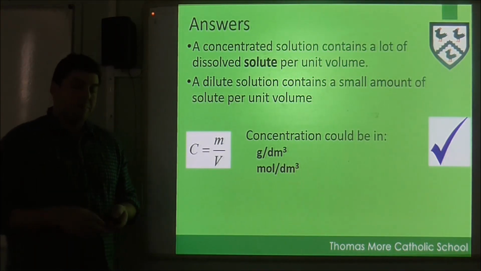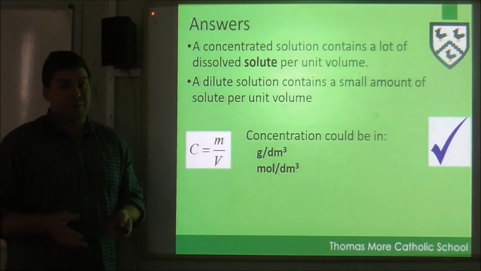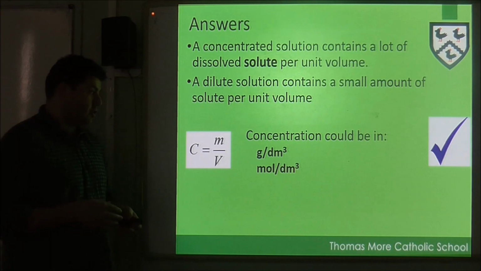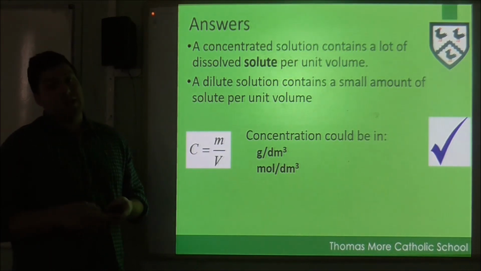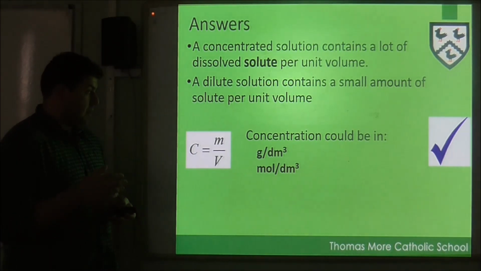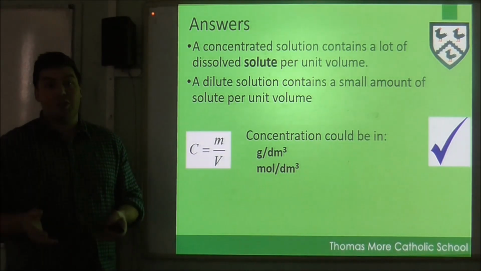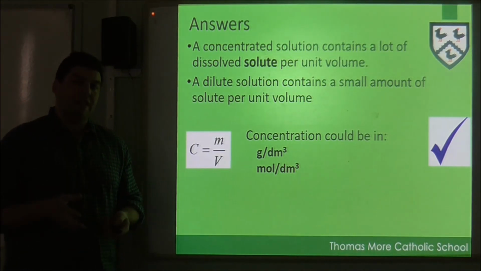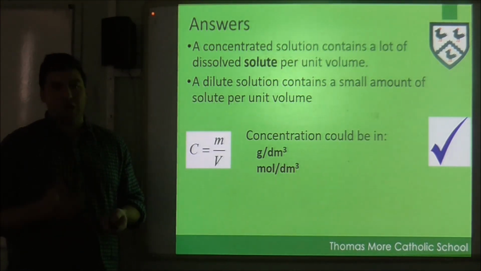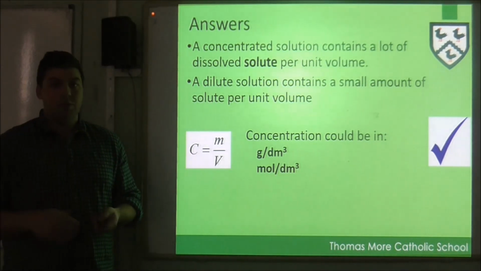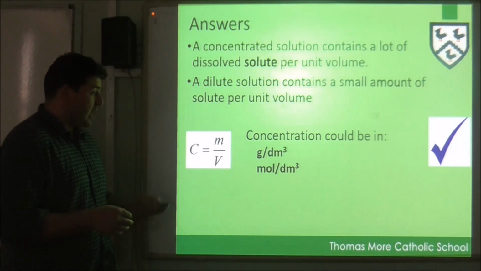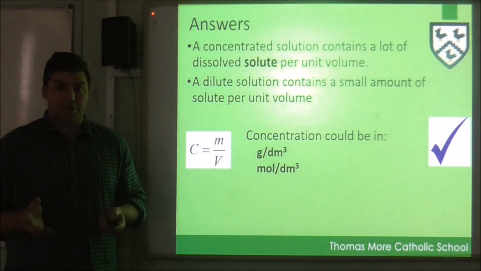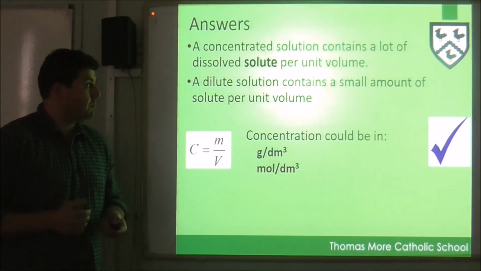Concentration is calculated by the mass divided by the volume. Now, what you need to be aware of here is that the units can change. If you had a mass in grams, the concentration could be in grams per dm cubed. It could be in cm cubed in a question. If it was in cm cubed, you would have to divide by 1,000 and convert to dm cubed, which is the standard units you should use here. It could be in moles per dm cubed. The key point is that you look at the question and you make sure the units marry.